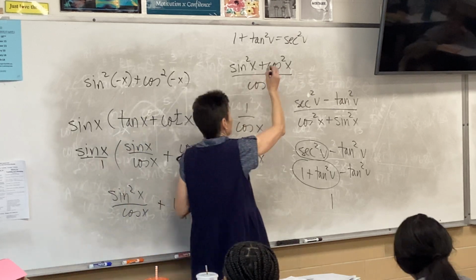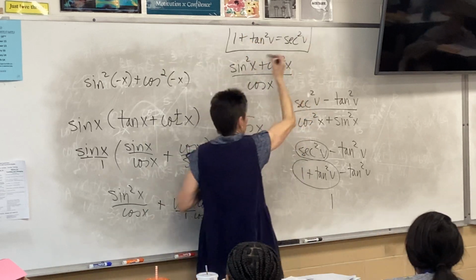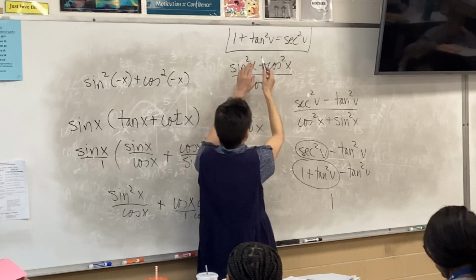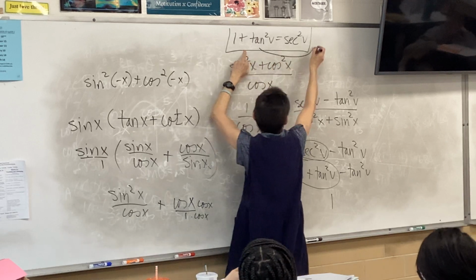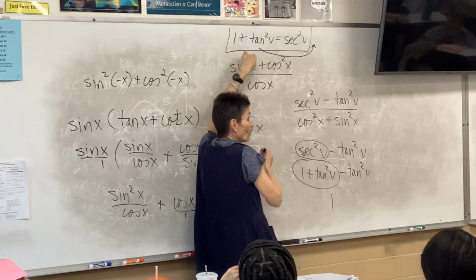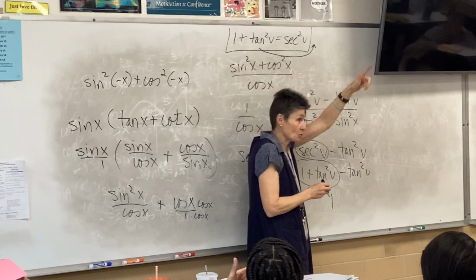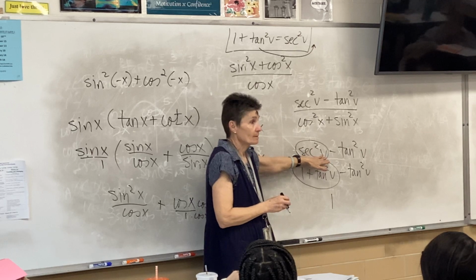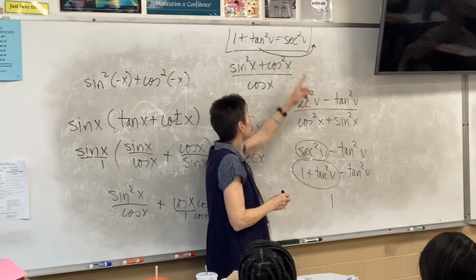I want you to look up here for a second. Guys, this is an equation. All right, it's an equals. You can move things around in an equation. What would happen if I subtracted this over to this side? What would my equation say? 1 equals secant squared minus tangent squared? Secant squared minus tangent squared is 1. Because of that right there.